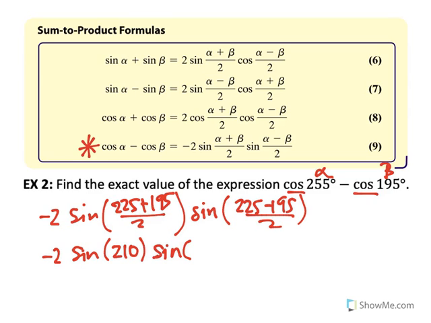And when you, oh, I have a typo. I don't know if I said minus, but I meant minus. When you subtract and divide by 2, you get 30. Okay, so then we're just going to substitute our known values. Sine of 210 is negative 1/2. Sine of 30 is 1/2. When you multiply these together, you get a positive 1/2.